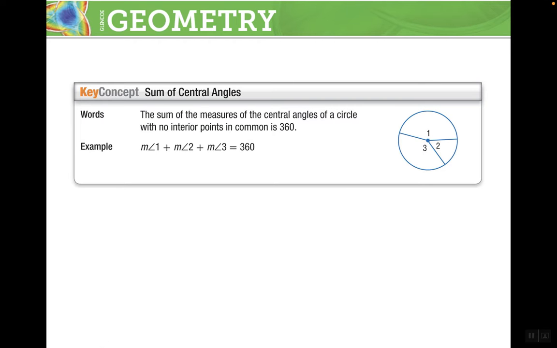So sum of central angles. This is just saying, so this is a central angle, 2 is a central angle, and 3 is a central angle. This is just saying that the sum of all the central angles within a circle is going to be equal to 360 degrees.